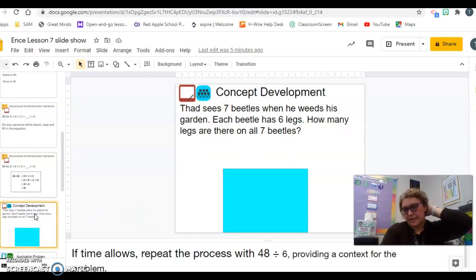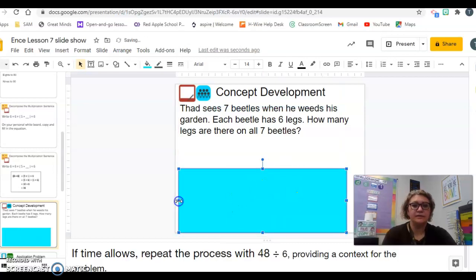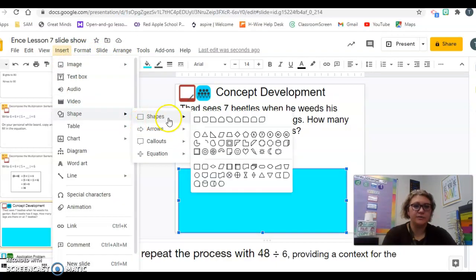All right. Thad sees 7 beetles when he weeds his garden. Each beetle has 6 legs. How many legs are there on all 7 beetles? I want to draw a tape diagram. So what we're going to do is, so let's see. Going to insert some shapes.